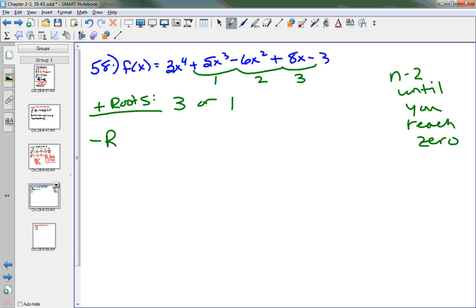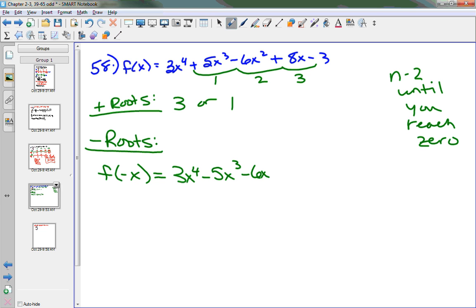The negative roots. How do I calculate my negative roots? What do I count the sign changes in? f at negative x. Now which powers change? The odd powers change. So 3x to the fourth stays. 5x cubed changes to minus 5x cubed. Negative 6x squared stays. Positive 8x changes to minus 8x. And then the constant always just comes down.